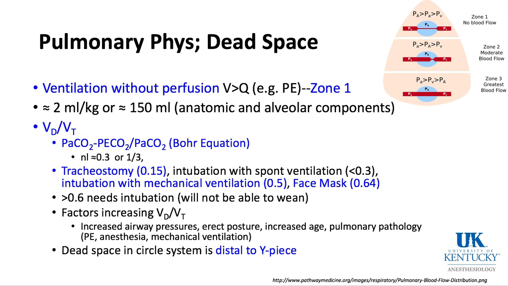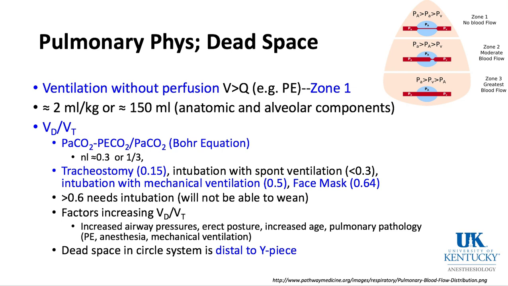Normal anatomic dead space of an adult patient is about 2 mils per kilogram, or for a 70 kilogram patient, that's about 150 mils just to get air down the plumbing to the gas exchanging units, the terminal bronchioles or beyond. VD over VT stands for dead space over tidal volume. And classically, if you think of dead space being that 150 mils and a tidal volume of a normal patient being about 450 mils, the ratio 150 over 450 is about a third, or 0.3.